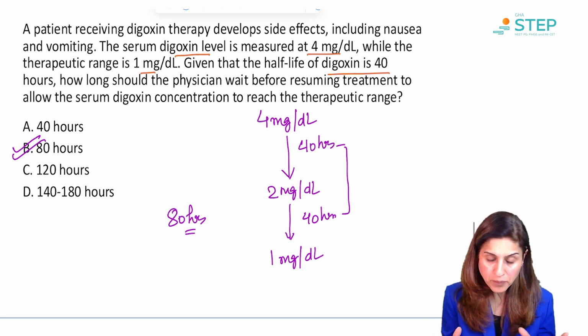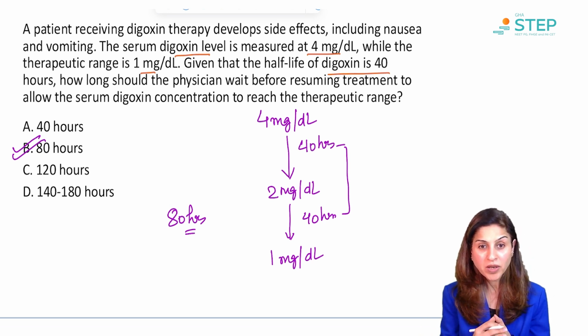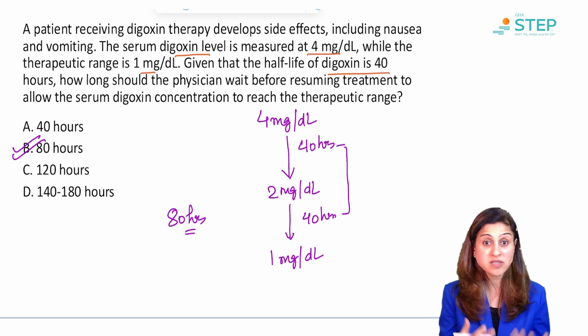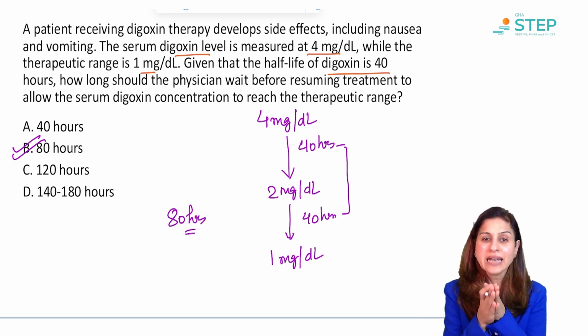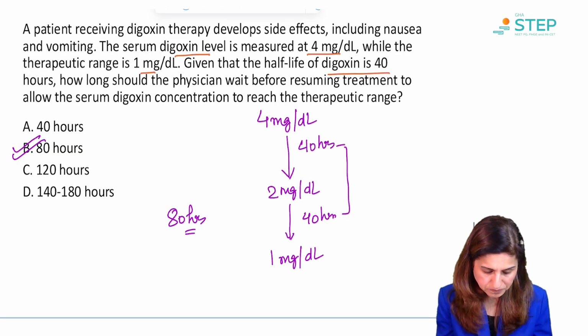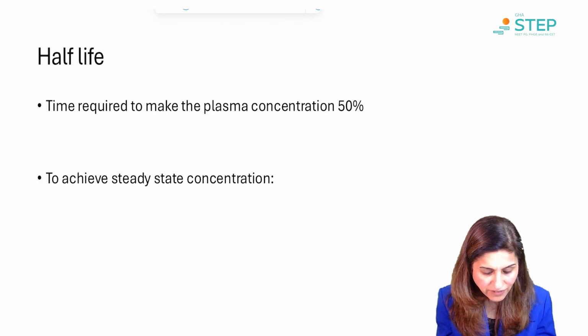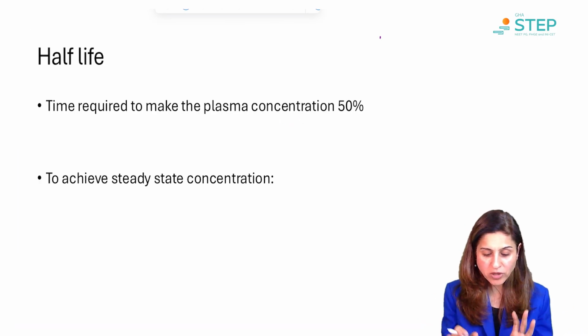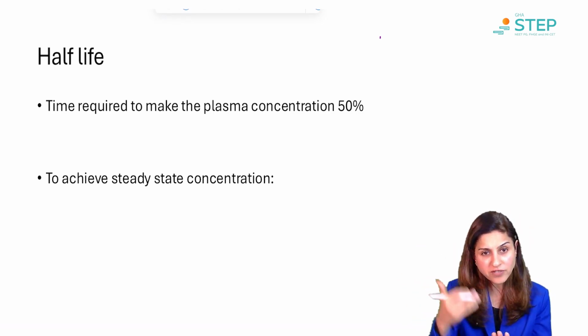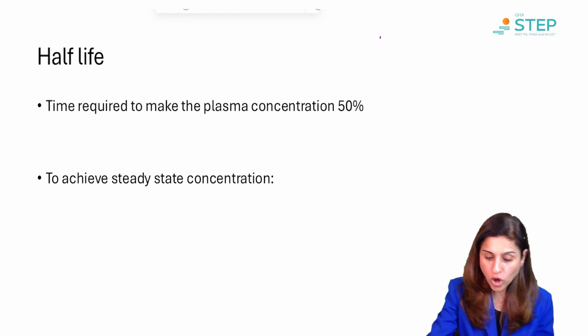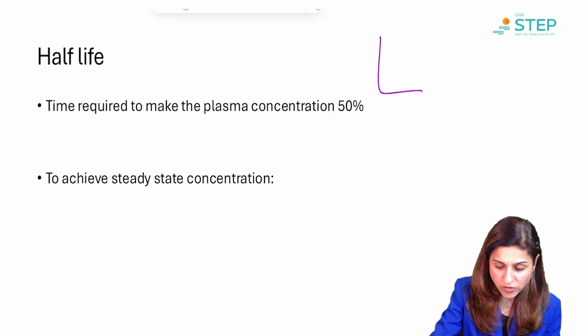So it's very simple, but sometimes there is so much information that you think it's a very difficult MCQ. But sometimes the MCQs can be very simple. You just have to relax and apply your mind here. Now half-life, as I said, what is half-life? It is the time required to make the plasma concentration 50%. So it is the time taken for the concentration to reach its half.